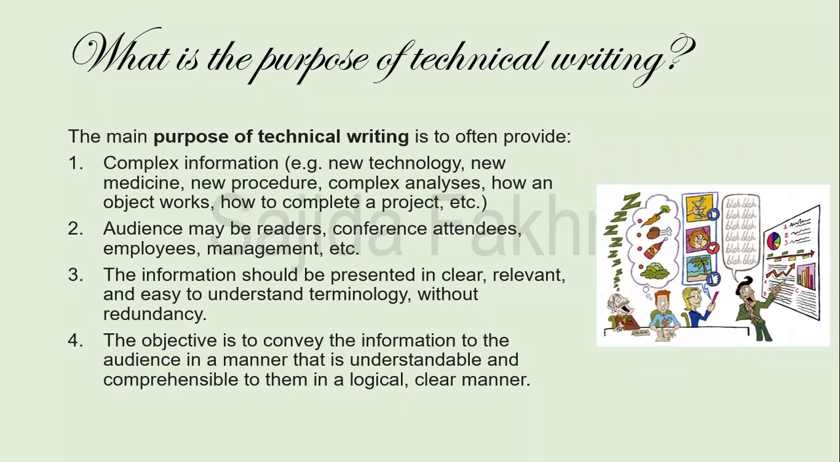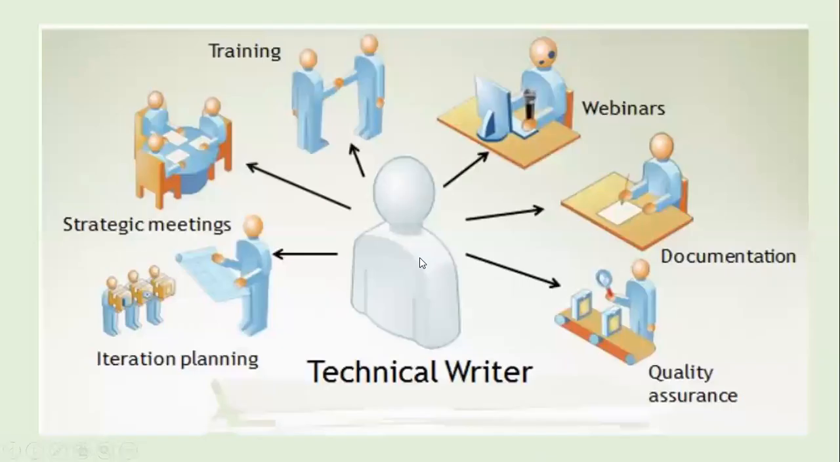But if you feel that your audience is not too familiar, then you may need to make it a little simpler and explain it a little more. The objective is to convey the information to the audience in a manner that is understandable and comprehensible to them, in a logical and very clear manner. So that is your idea, to get across the maximum amount of information with the least amount of fuss. Try to see that they get the impression from you, from your presentation, from your writing. Okay, so your writing should be very clear for them.